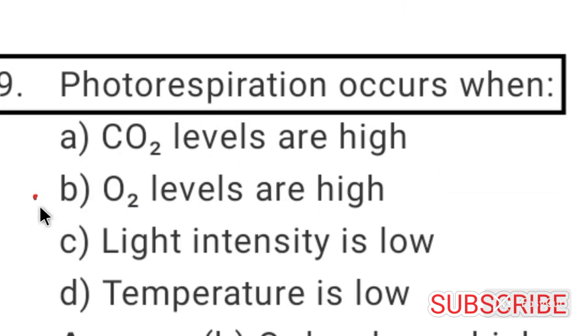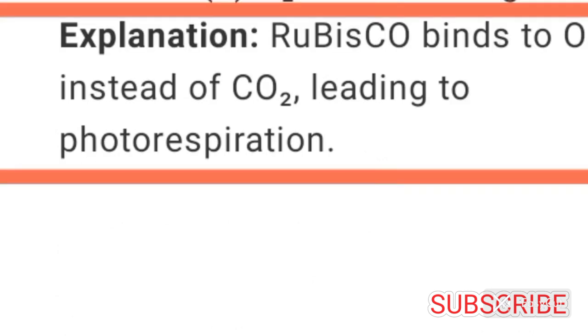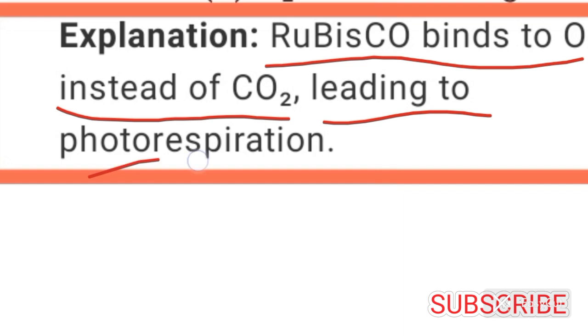Now come to question number 9. Photorespiration occurs when oxygen levels are high. So, option B is correct for question number 9. Photorespiration happens when Rubisco binds with oxygen instead of carbon dioxide, usually in high temperature and low CO2 levels. Photorespiration wastes energy and reduces sugar production in plants. Rubisco binds to oxygen instead of CO2, leading to photorespiration.